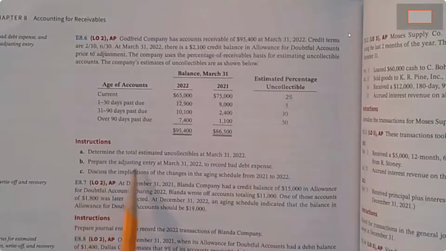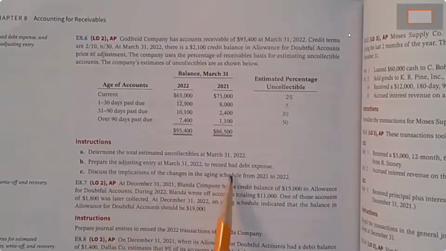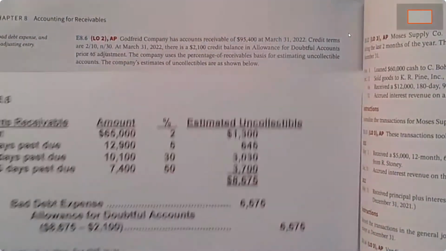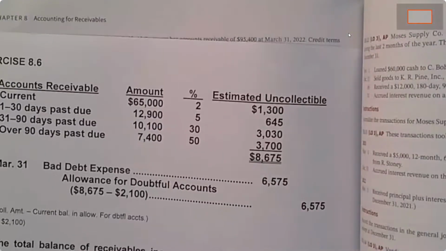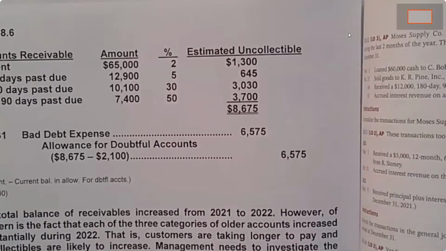In part A, they want us to determine the estimated uncollectible amount. And then they want us to do the journal entry and then discuss things that are going on. All right, I will put up the solution and go through this. I just need to zoom out so you can see all this.